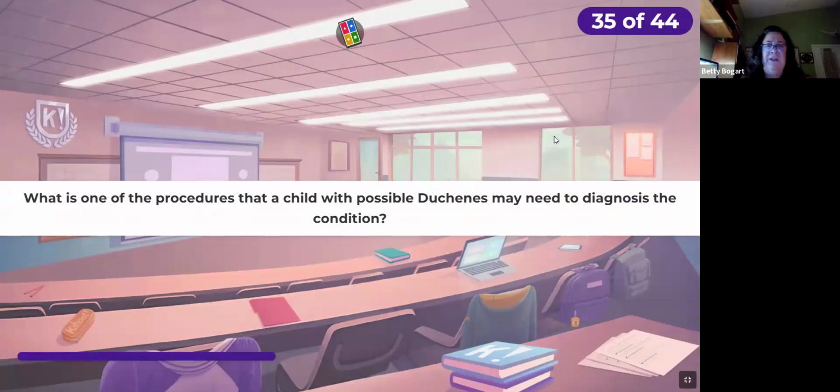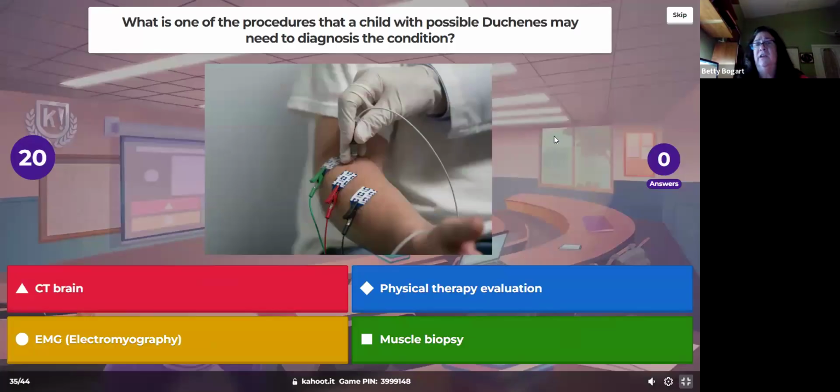What is one of the procedures that a child with possible Duchenne's may need to diagnose the condition? What's the name of that? Remember, they're going to act like they just went through a marathon. They really stimulate those muscles.